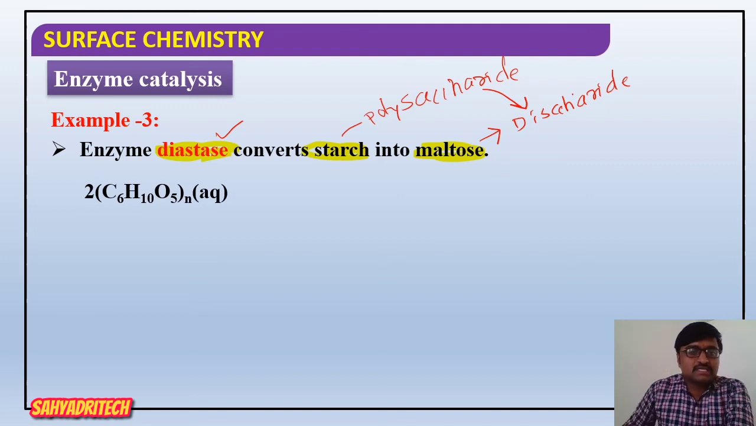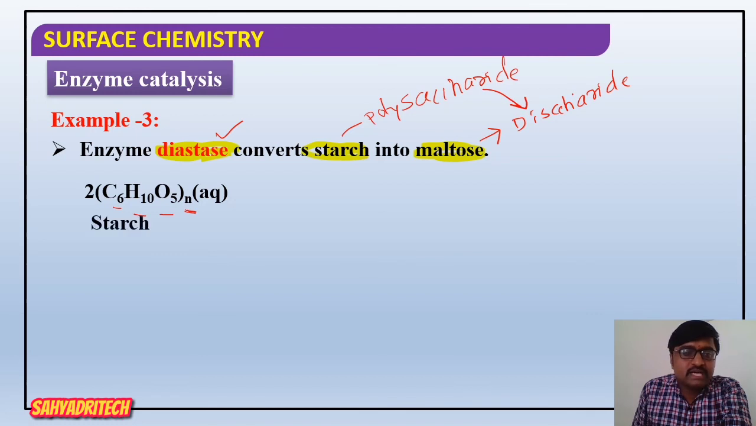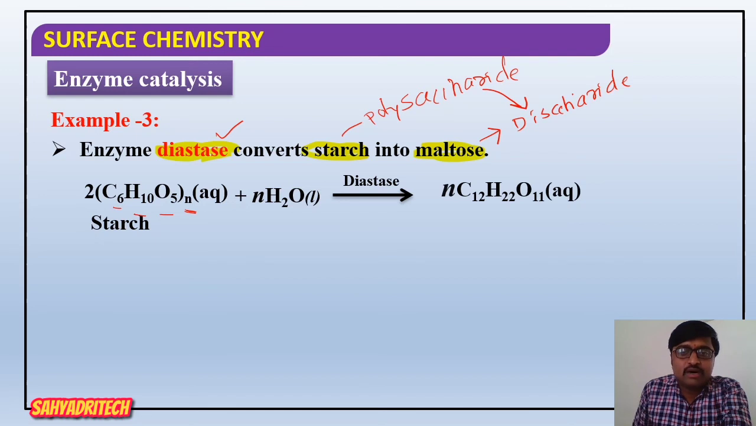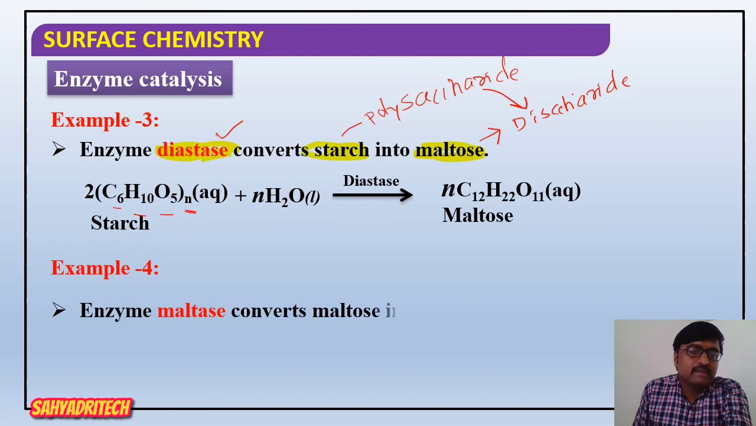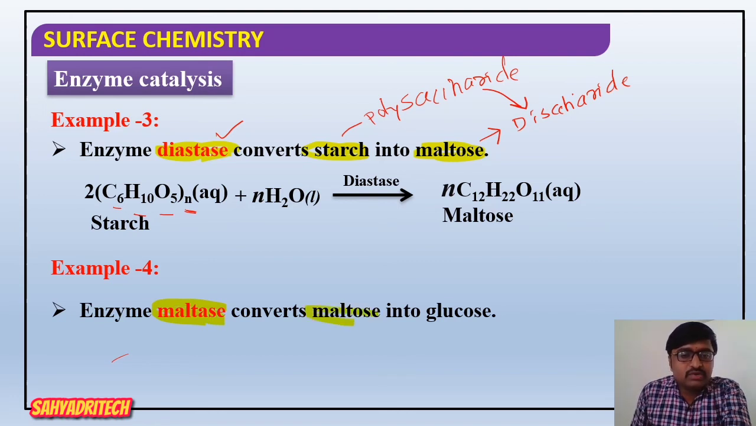Starch, as I said, is a polysaccharide, indicated as C6H10O5 taken n times. When starch is treated with the diastase enzyme, it is converted into maltose. A polysaccharide is converted into a disaccharide. So diastase is the enzyme. Now, one more example, maltase. Maltase is an enzyme. What does it do? Maltase converts maltose into glucose.